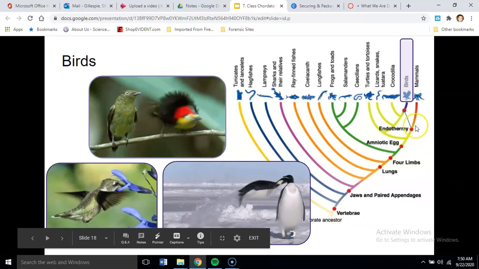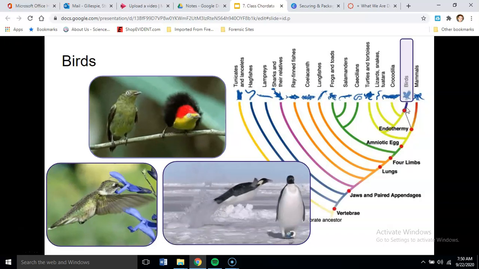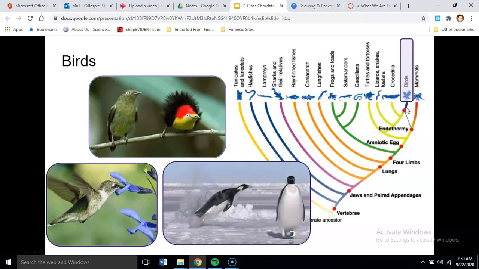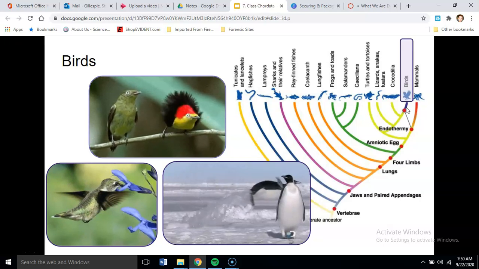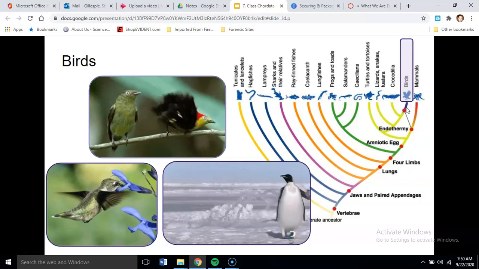All right, birds, which are a break-off group of reptiles. A lot of people think that dinosaurs have gone extinct, but in fact, birds are really a type of dinosaur. They share a lot of the same characteristics as dinosaurs. They're just the dinosaurs that didn't go extinct, that stayed around after the KT mass extinction event.